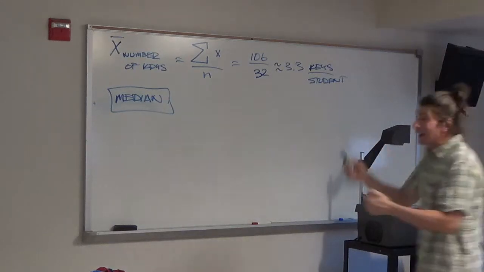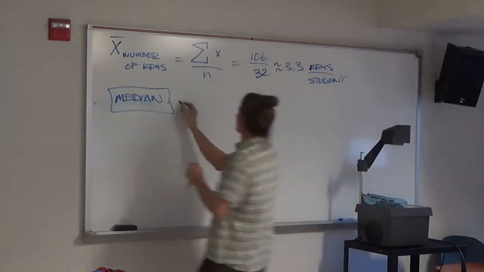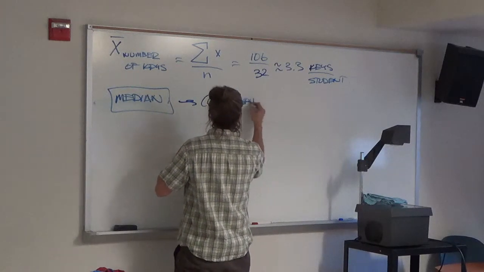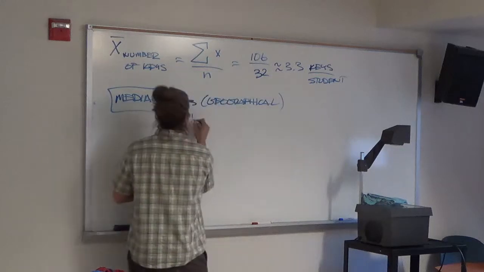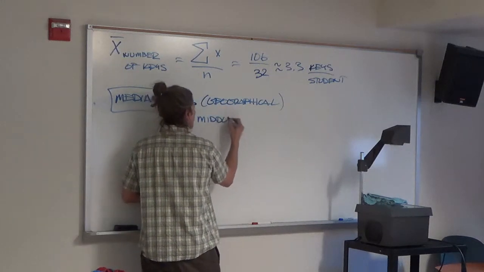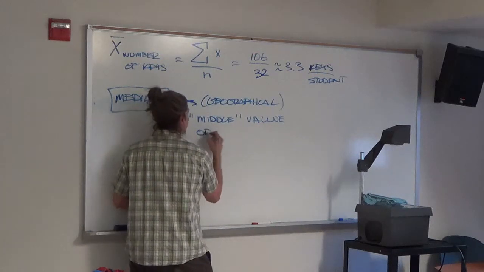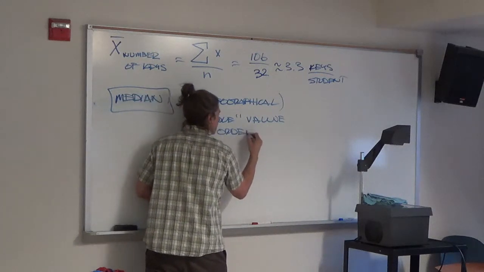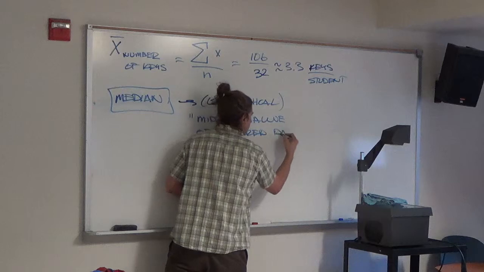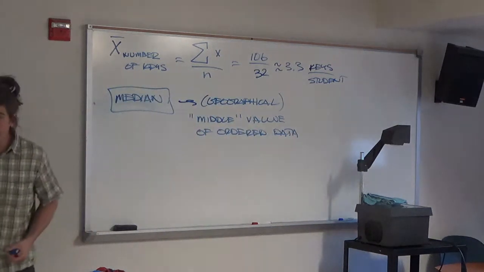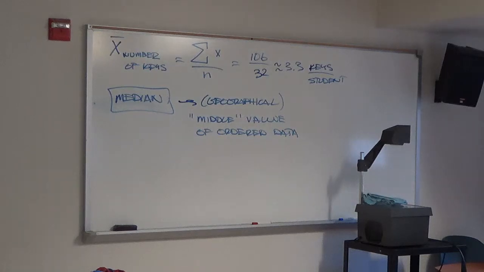So the median, by definition, I like to put the word geographical in. It's the geographical middle value of the ordered data. So it's the middle value when your data is ordered.